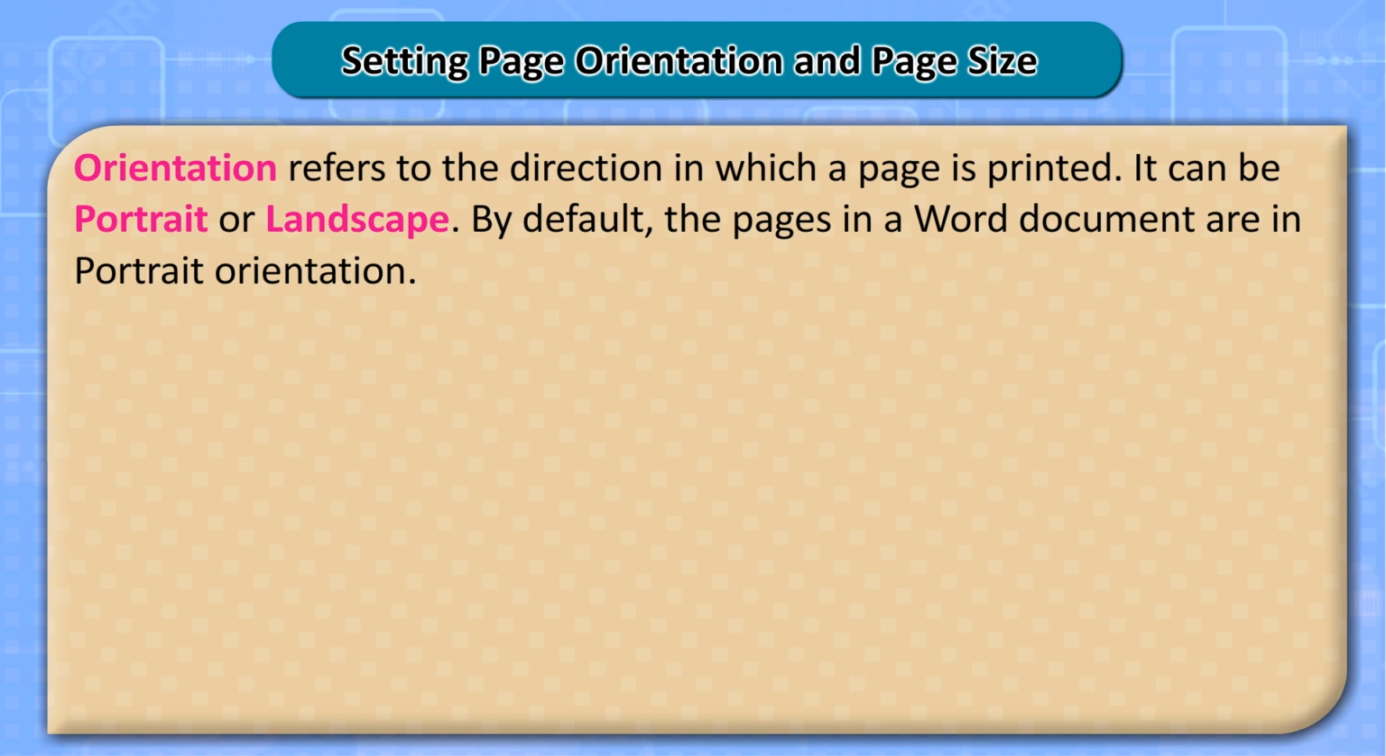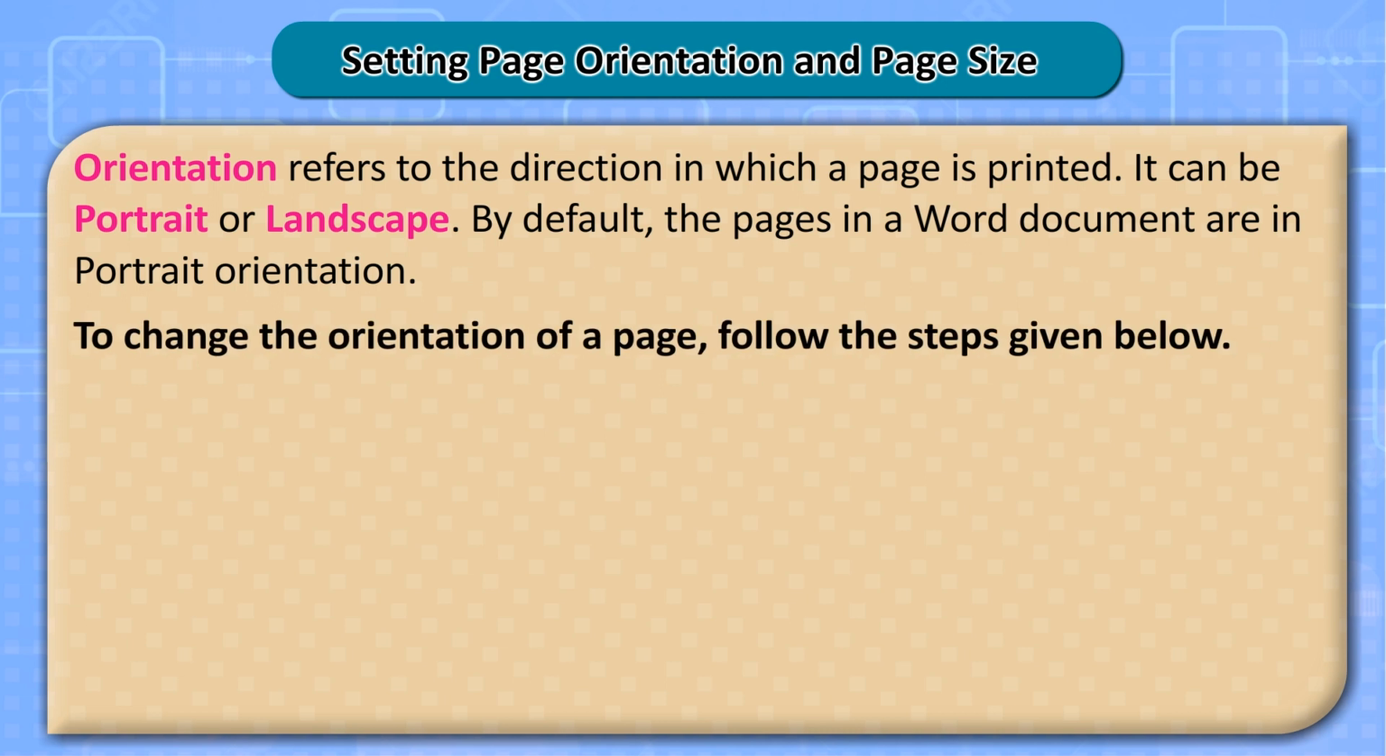Setting page orientation and page size. Orientation refers to the direction in which a page is printed. It can be portrait or landscape. By default, the pages in a Word document are in portrait orientation. To change the orientation of a page, follow the steps given below.